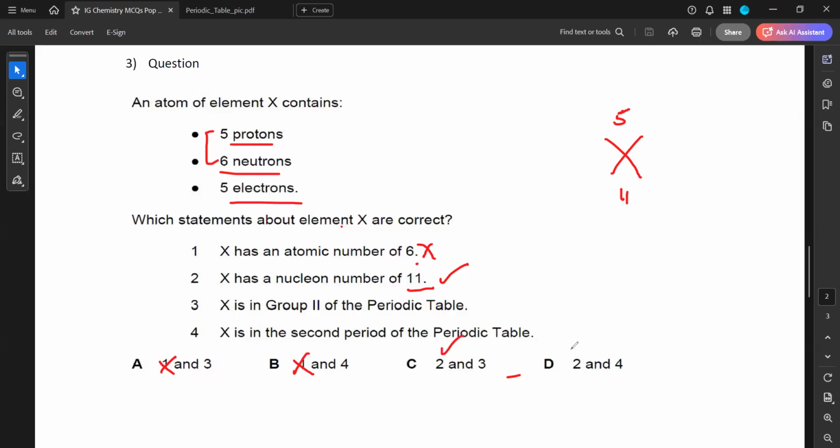This can be correct or this can be. X is in group 2 of the periodic table. To understand the group, you have to write the electronic configuration.